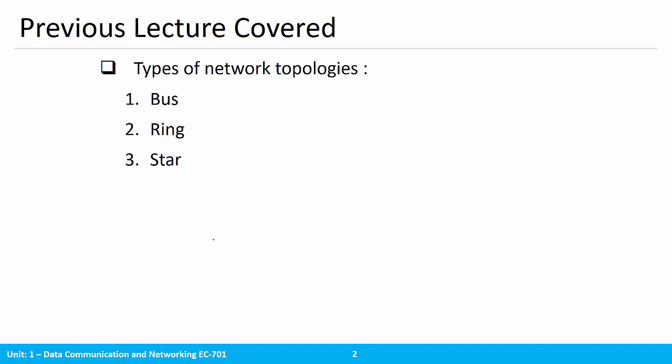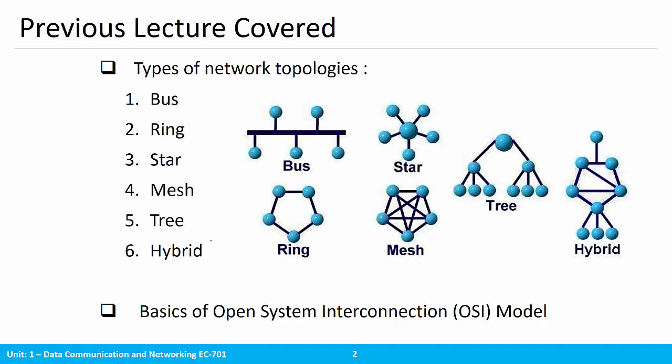So in the previous lecture we had covered the different network topologies, that is the bus topology, ring topology, star topology, mesh topology, then tree topology, and if any combination of these is available, then it is called the hybrid topology. Fine. So we had already seen how these different topologies work in the data communication environment, right?